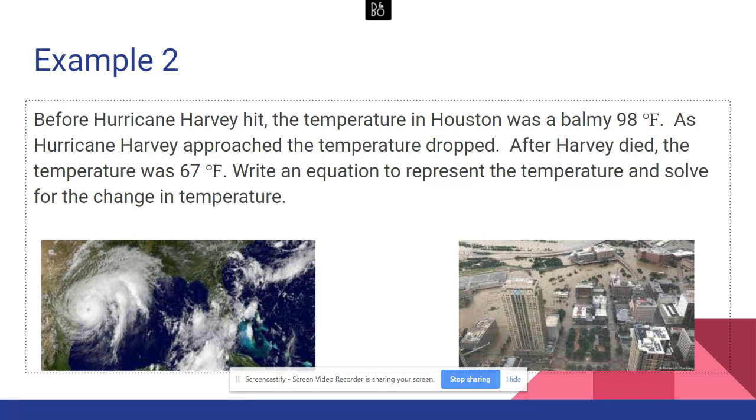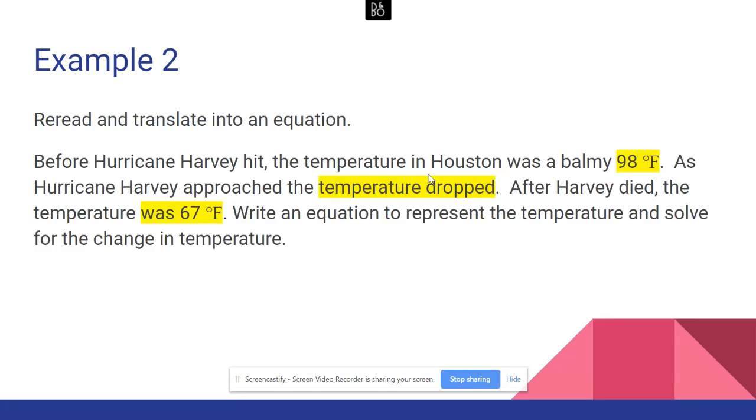All right, so first we have to find the important information. Usually it's going to be wrapped around these numbers, right? So let's highlight those numbers and something important around them. We had 98 degrees and we had 67 degrees. Okay. So we only have 2 numbers here, which is kind of weird, right?